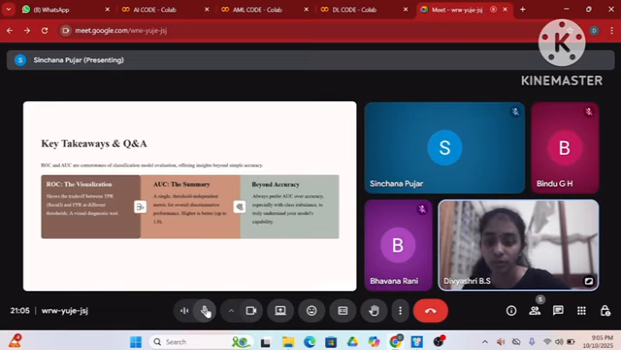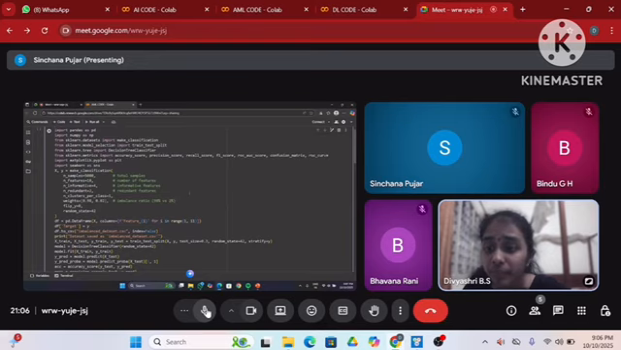Now coming to the code. First, importing the necessary libraries: pandas and numpy, numpy for numbers and pandas essential for handling data. From sklearn datasets we import the data, and matplotlib for visualizing the data. From sklearn metrics we import accuracy, precision, F1 score, the confusion matrix and the ROC curve, and from sklearn tree the decision tree classifier.